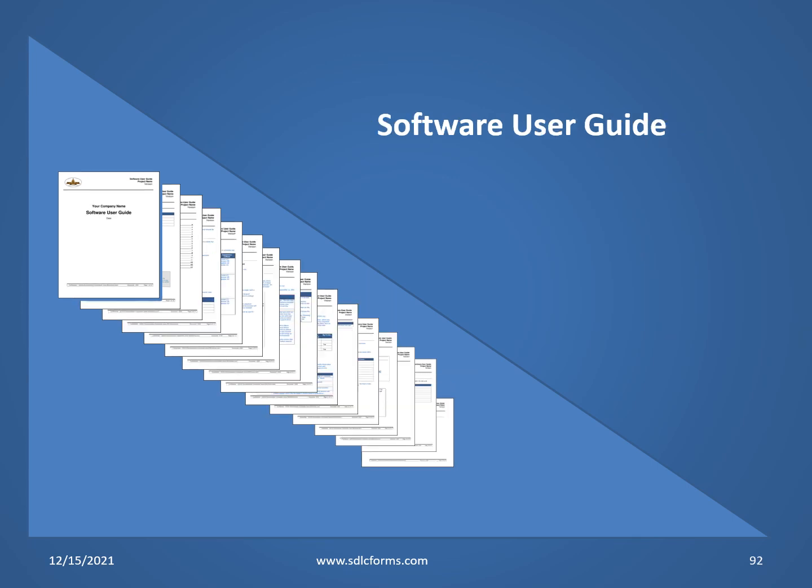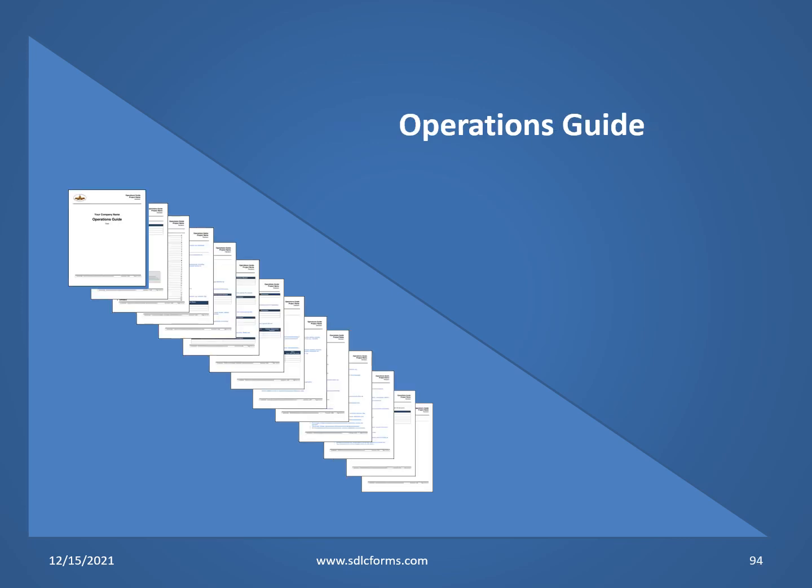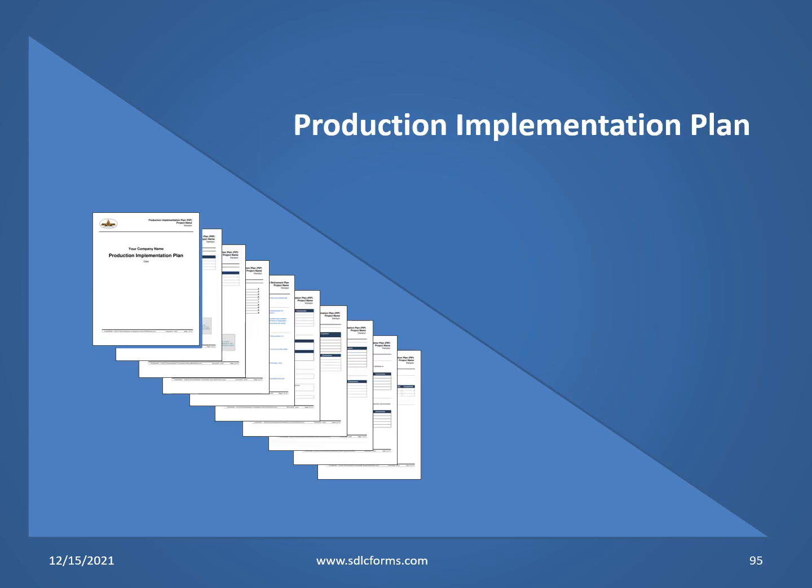The Software User Guide provides training or reference information for using the system, product, application, or data. Provides procedures and information to administer and maintain a system, product, or application. Provides procedures and information to run a system, product, or application. The Production Implementation Plan provides a last step in formal approval and implementation of the project.